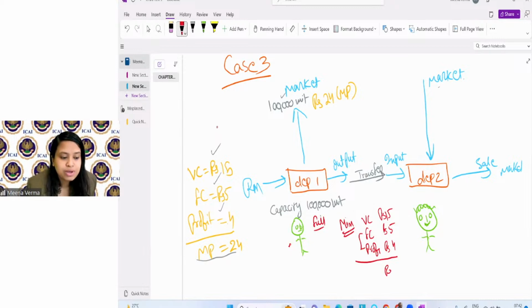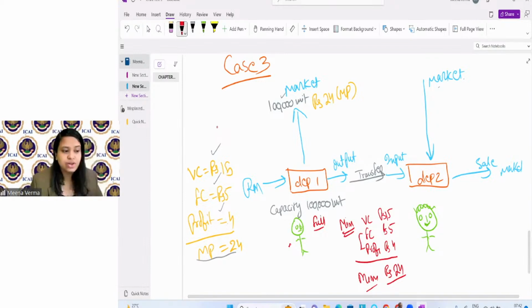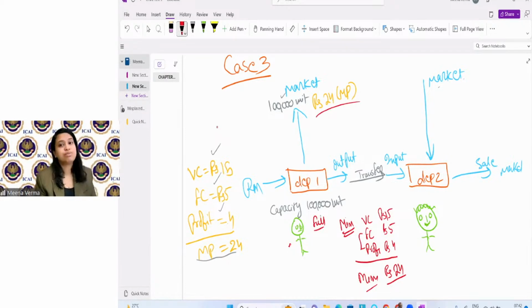So this will be rupees 24. He wants to recover everything. This is the minimum price he will charge when he is working in full capacity. Right, he will charge 24 rupees, the price at which he is selling the goods in the market. He wants to recover minimum 24 because he is already earning it and he is working in full capacity. He is not sitting idle. When he sits idle, his minimum expectation is variable cost. But when he is working in full capacity, he wants to recover the fixed cost and the profitability.